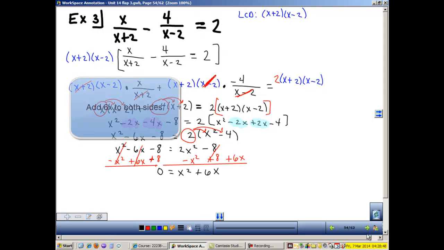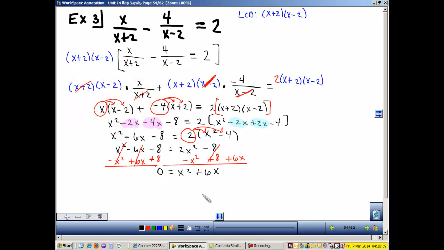Subtract x squared from both sides, add 6x to both sides, and add 8 to both sides. We want to set this equation equal to 0. Now we factor. 0 is equal to x times x plus 6. Set each of these factors equal to 0 and solve. x is equal to 0 and x is equal to negative 6.